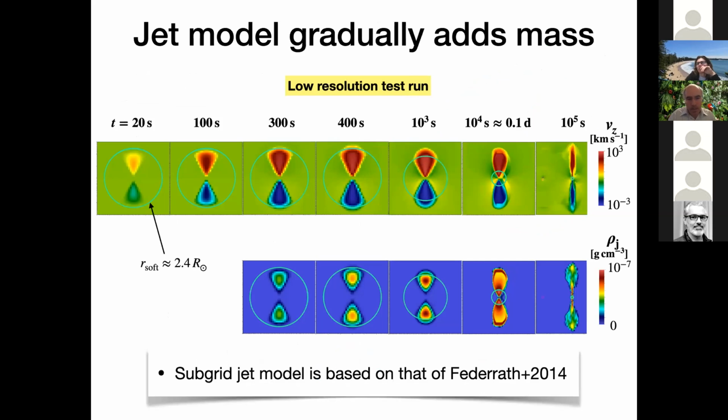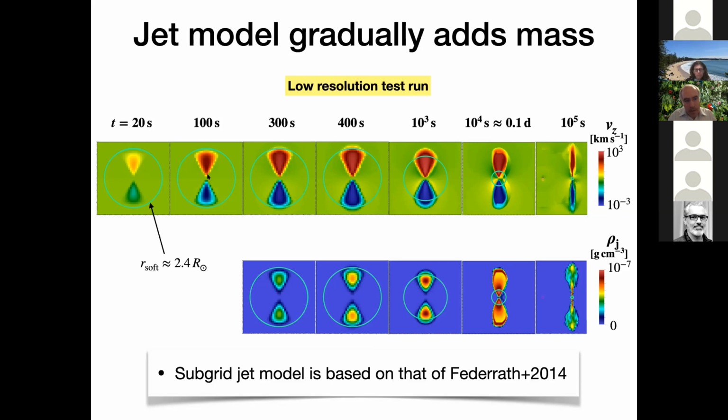So basically here, I just wanted to show a low resolution test run to point out that our model adds mass. It doesn't subtract mass from the envelope. It doesn't remove anything. It just keeps adding. And it actually takes a while. On the top row, you can see it takes some short amount of time to accelerate the ambient gas around it up to the jet velocity that we put into the model.